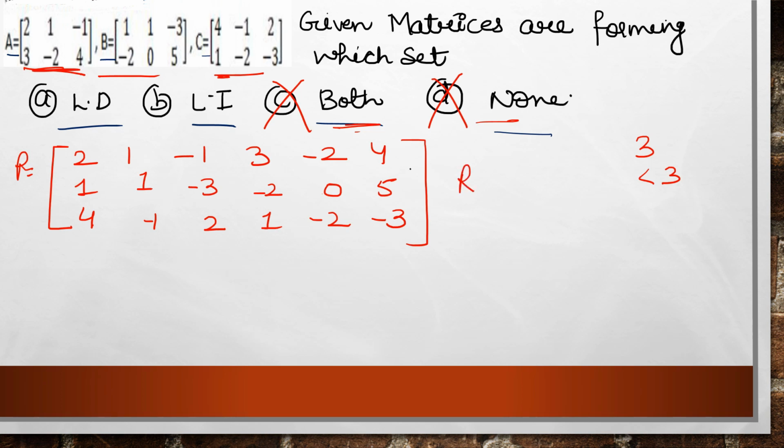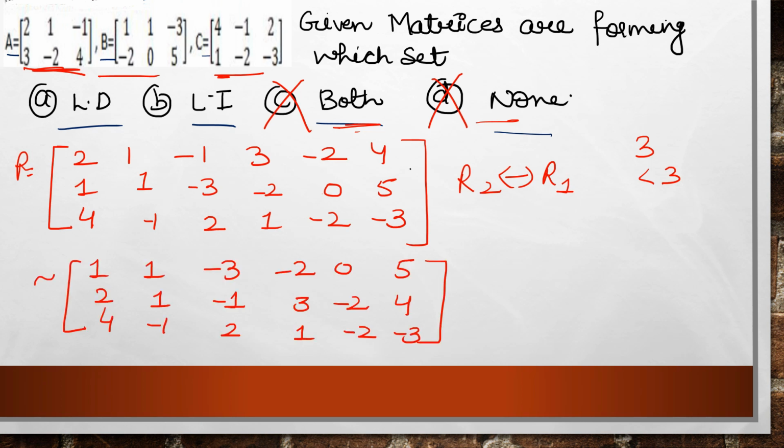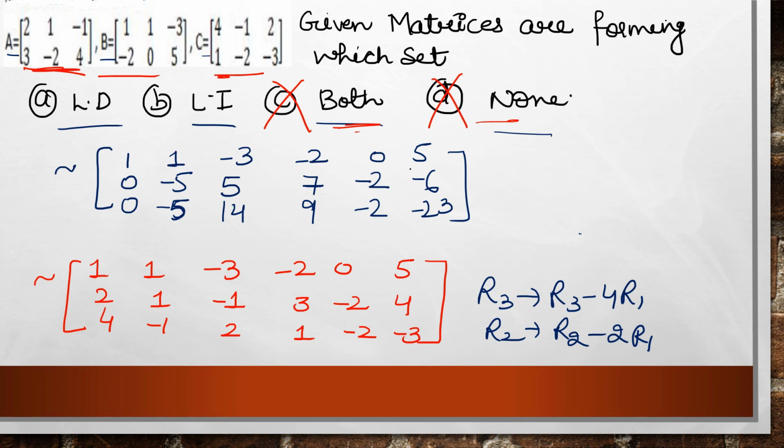So first of all, I am converting this to row echelon form by using this row operation. After operating this, what will we get? This thing. Now next, operate R3 minus 4 R1 and R2 minus 2 R1. Fine. So what will we get? This is what we get after operating these two operations.